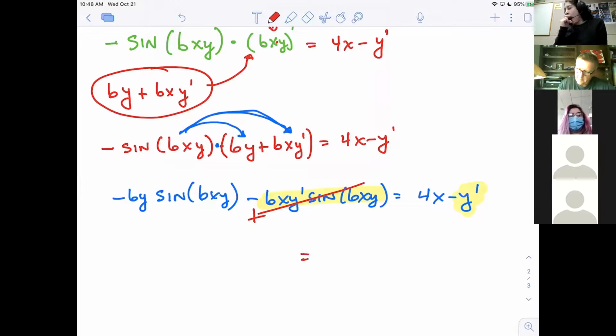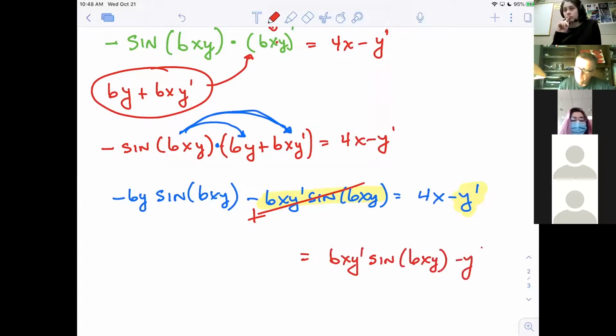So over on this side, I've got 6xy prime sine of 6xy. I just added it to the other side. And then there's still that minus y prime. And then here's a 4x. And so I need to subtract it over to the other side. So I guess, unfortunately, what's over there is a bunch of minus signs.